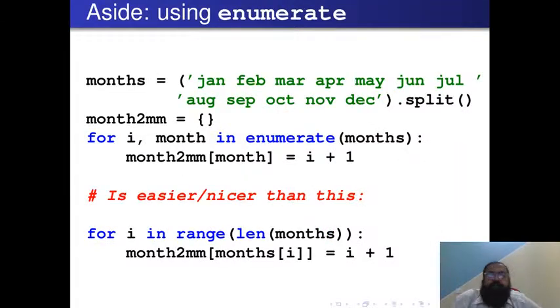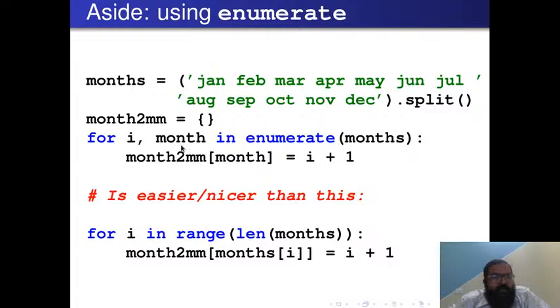Okay, so let's take a look at what we can do with enumerate. Okay, so if you have the months like this as a string dot split, then we have the months. We have an empty dictionary month to mm, for i comma month in enumerate months, month to mm of month is equal to i plus 1.